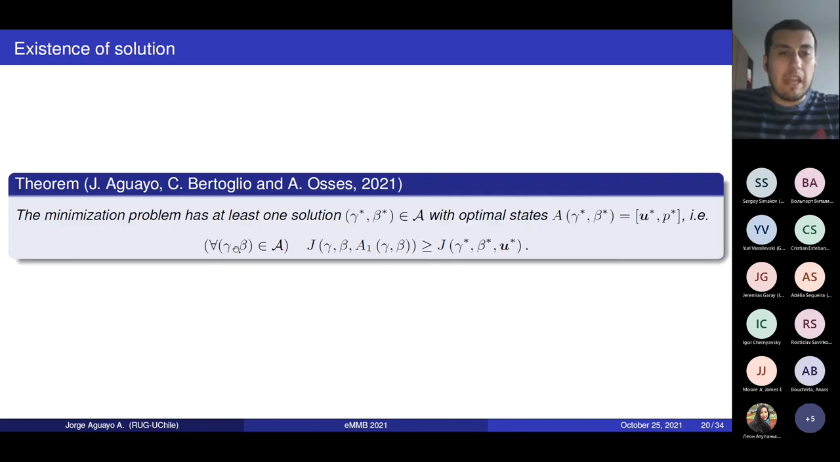The first result: this minimization problem has at least one solution. Why can we not have uniqueness of solution? Because just in some cases we can have uniqueness of solution. Gamma must have some characteristics. It's part of this study, but in other sense it's with a different focus. But in a general sense, we only can say we have at least one solution for this problem.